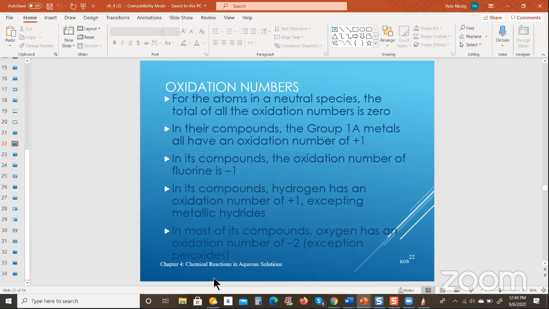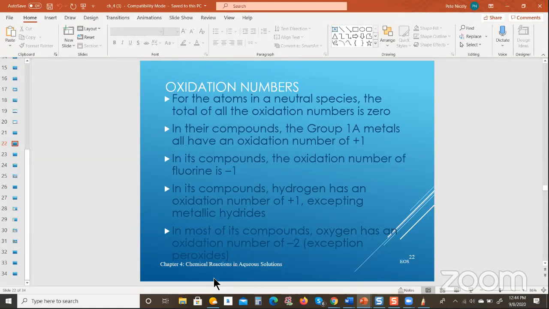The first one is that for atoms in a neutral species, the total of all the oxidation numbers will be equal to 0, all right? So it doesn't matter what the compound is, as long as it is neutral, the sum of the oxidation numbers of all the elements in that particular molecule or ionic compound is 0.